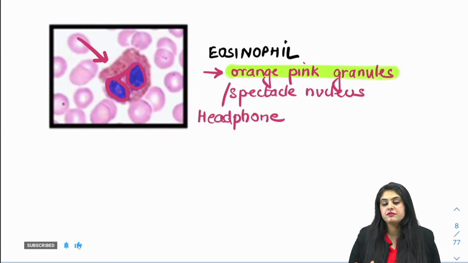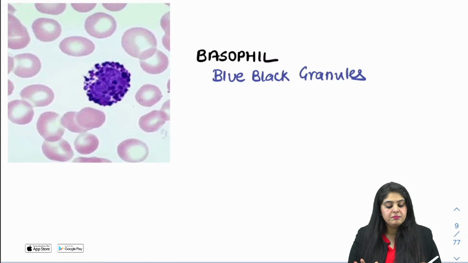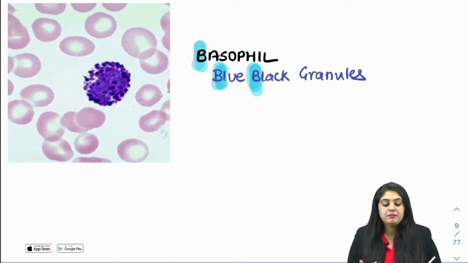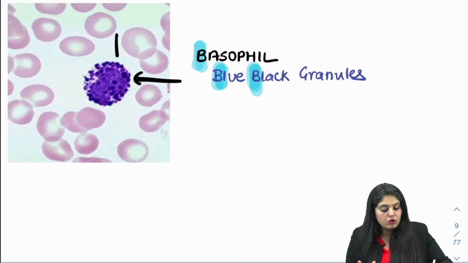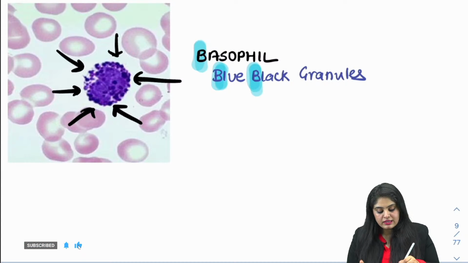That is an eosinophil. And the last cell is the BBB. What is BBB? The last cell is a basophil, and everything about a basophil is going to be blue and black. So look at the cell, it's got all these big blue dots. So these blue-black granules, that is going to be a basophil. So see, you've identified all the 5 cells. Let's get back to that image and complete our test.